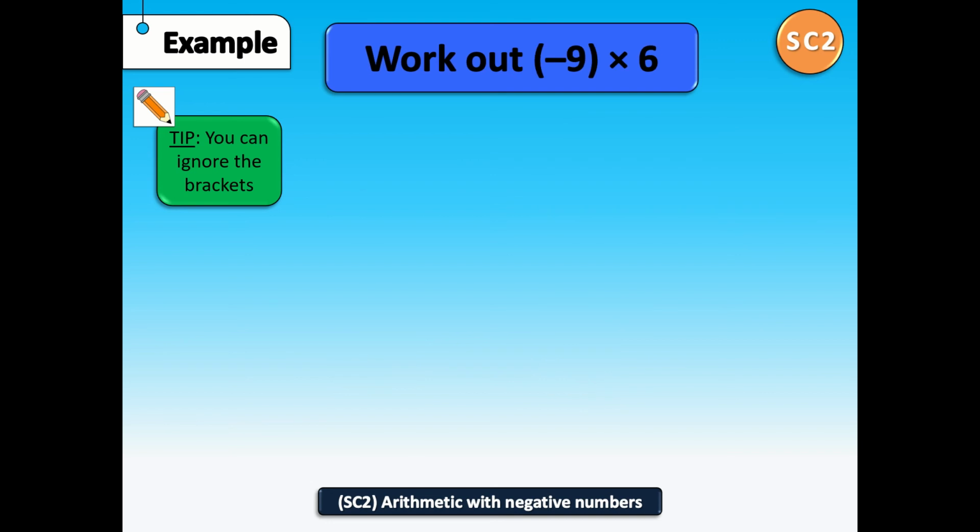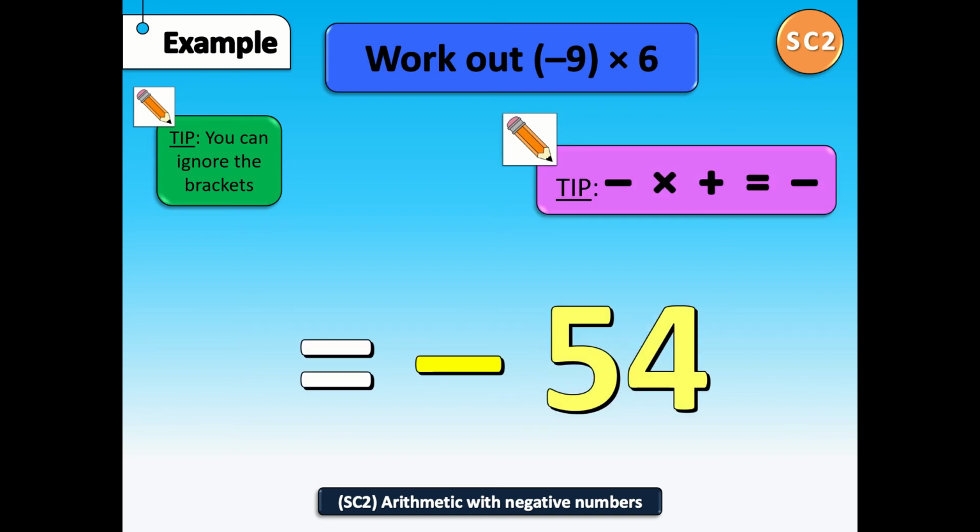Again, in this question, we want to work out minus 9 times by 6. Now 9 times 6 is 54. So minus 9 times 6 will be minus 54. Because a minus number times by a positive will give us a negative answer.